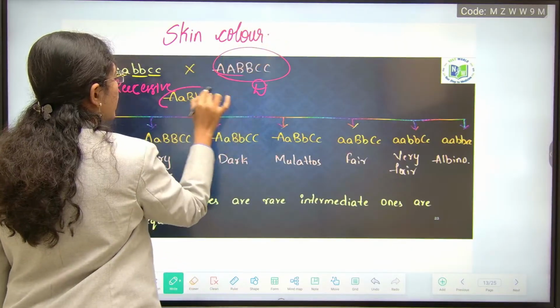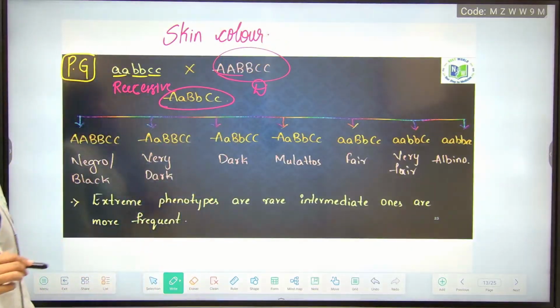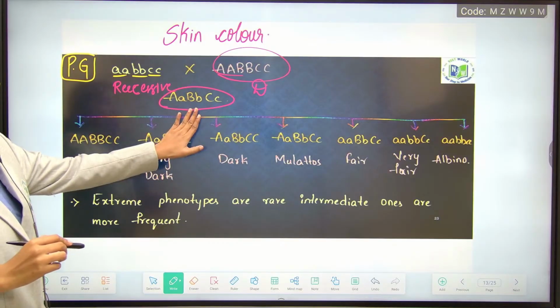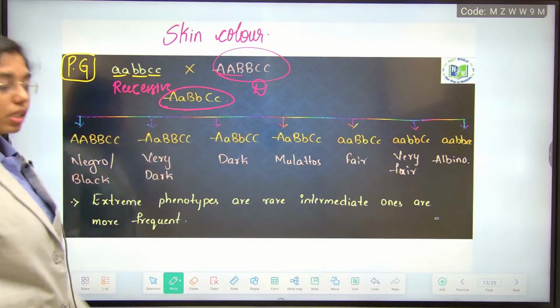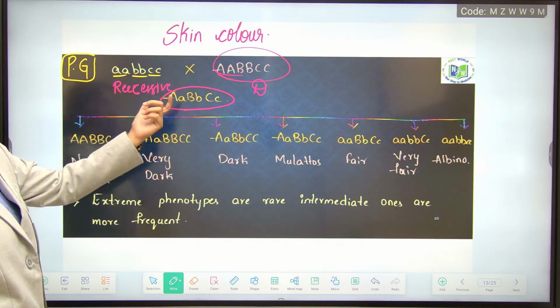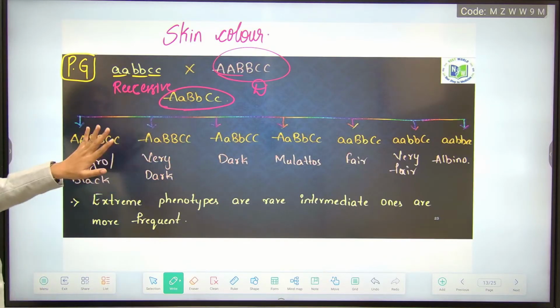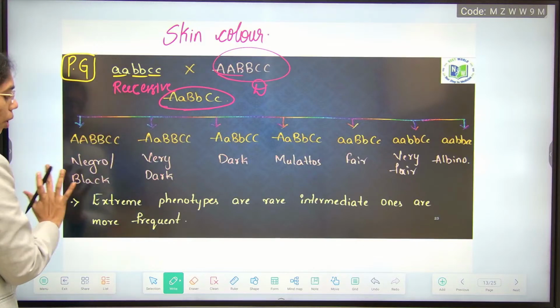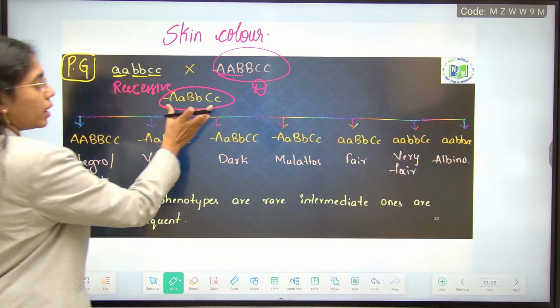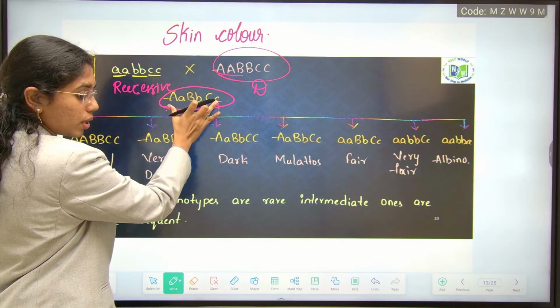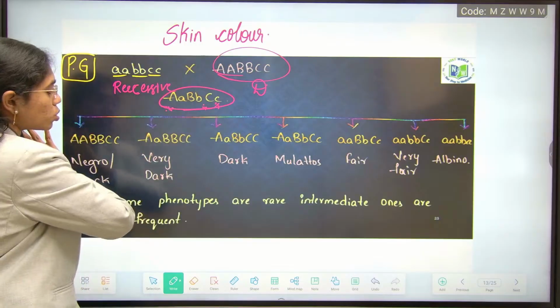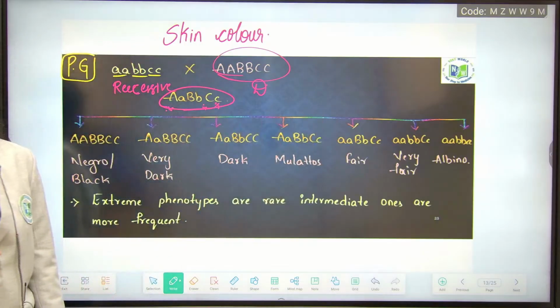Fine. So here in the F1 generation, of course, we will get the heterozygous alleles. Self-fertilization of these intermediate alleles of the F1 generation will give different combinations. Many combinations can be expected when two individuals of the same, intermediate genotype are crossed. There are so many combinations which can be expected.